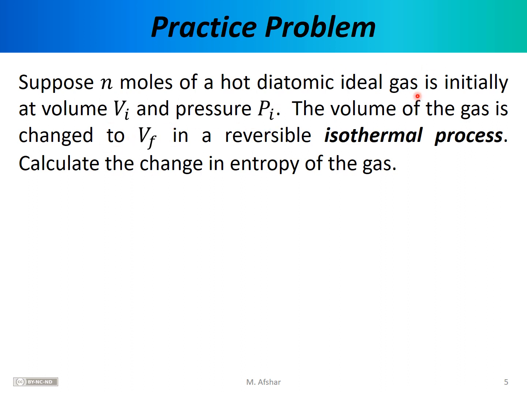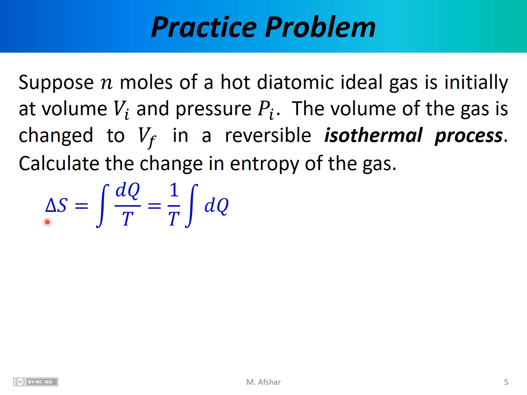Once again, we know that this is an ideal gas, so it must obey the ideal gas law. We know that it's a hot diatomic ideal gas, so the number of degrees of freedom is 7. But this time, the process is an isothermal process. This is another one of the 4 fundamental thermodynamic processes that we've studied. In this case, the temperature remains constant, but the pressure and the volume change throughout the process.